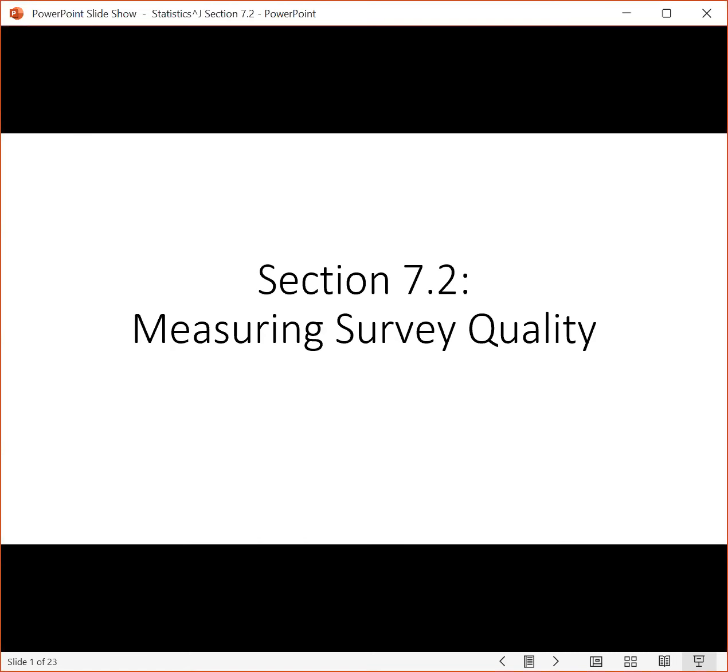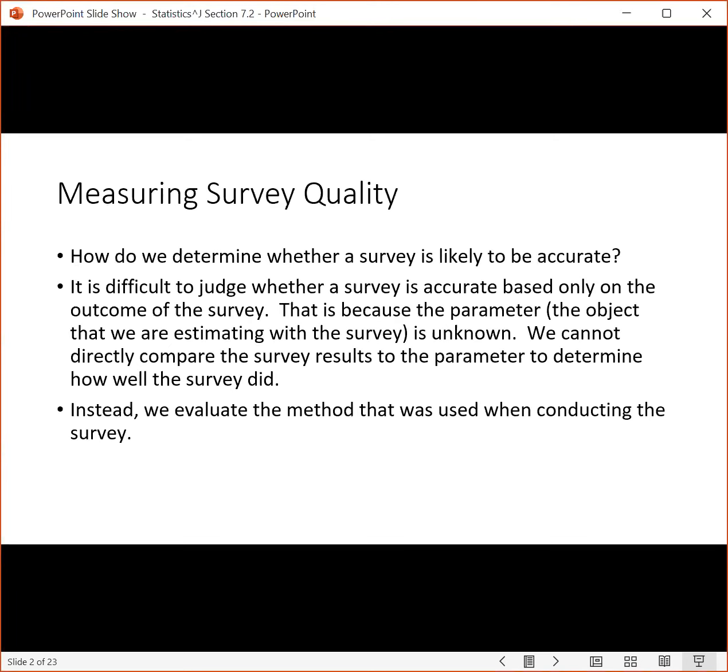Hello. In this video, we'll cover section 7.2, which is on measuring survey quality. How do we determine whether a survey is likely to be accurate? It is difficult to judge whether a survey is accurate based only on the outcome of the survey. That's because the parameter, the object that we're estimating with the survey, is unknown. We cannot directly compare the survey results to the parameter to determine how well the survey did. Instead, we evaluate the method that was used when conducting the survey.